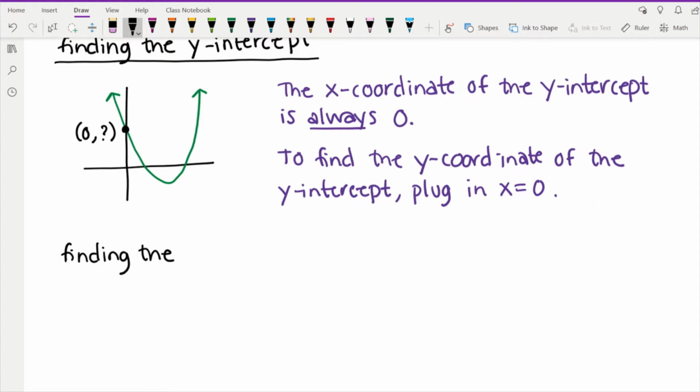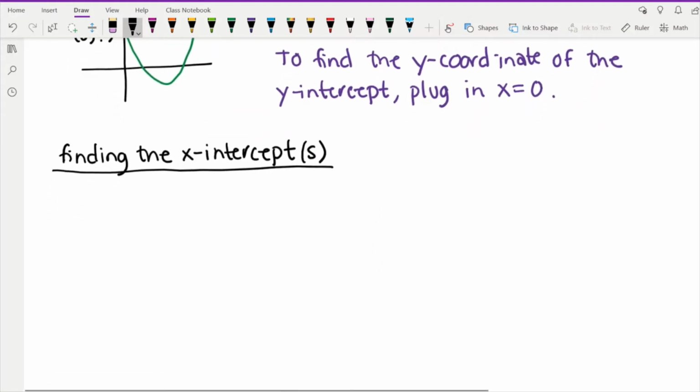And we'll see in this video that sometimes the graph has one x-intercept, sometimes it has two. We'll see in a later video, sometimes it actually has none. But for the sake of this picture, I'm going to draw an example that has two x-intercepts.